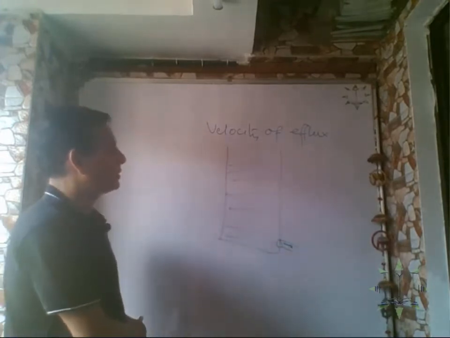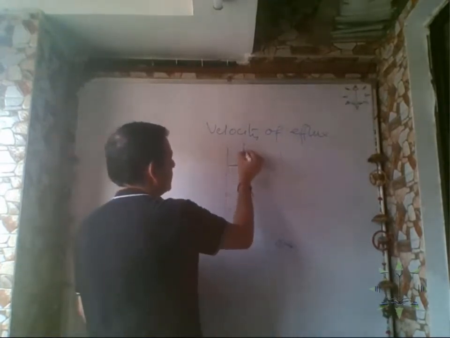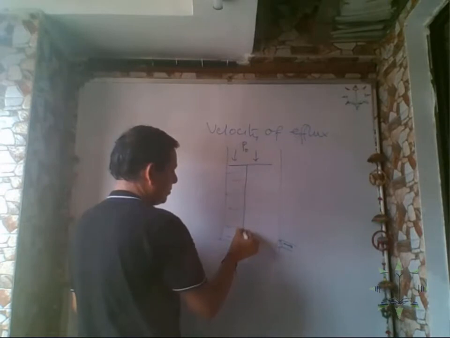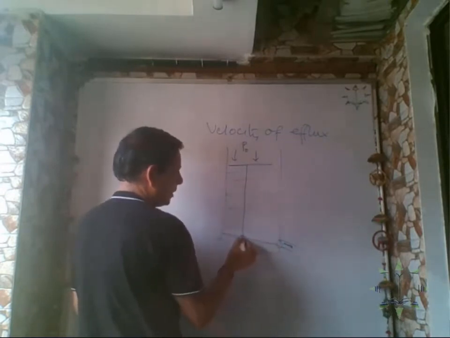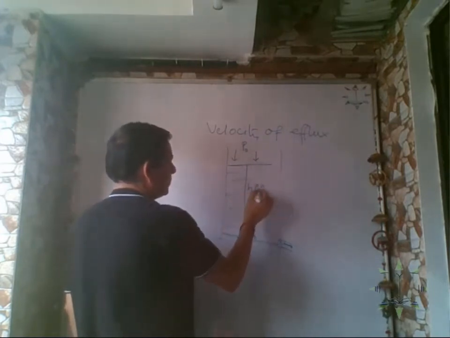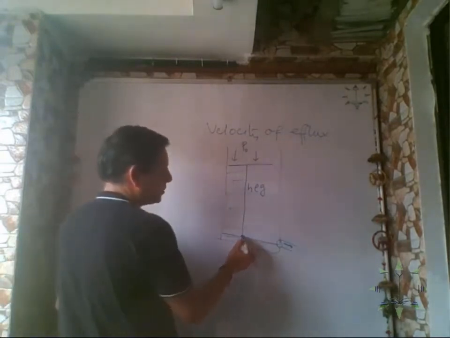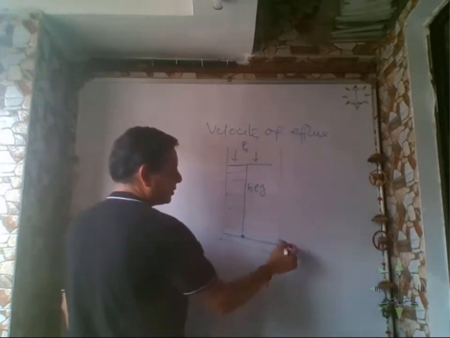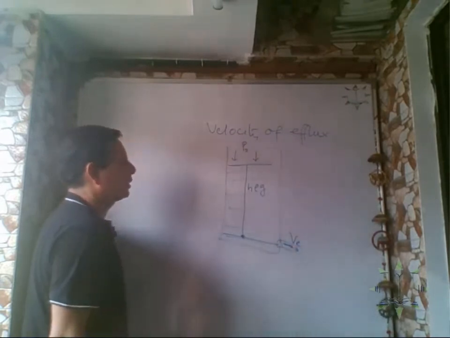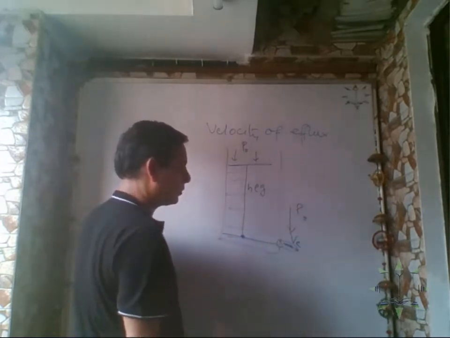Now what is the velocity of efflux? Let us use Bernoulli's theorem and find it. Here we have liquid, so we have atmospheric pressure plus the pressure exerted by the height of liquid at this point. The pressure is H rho g. Here the kinetic energy is 0. At the outlet, it is coming out with a velocity, say VE, the velocity of efflux. Here potential energy is 0, and the pressure is only atmospheric pressure.